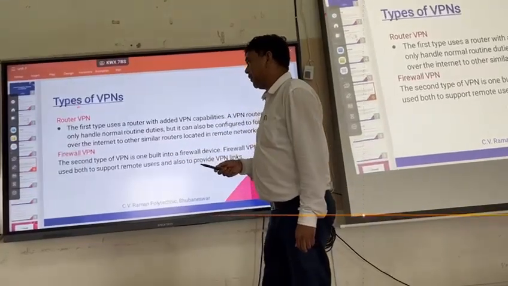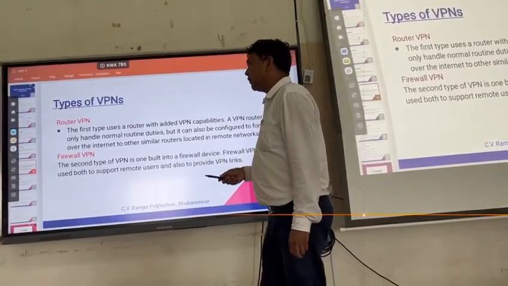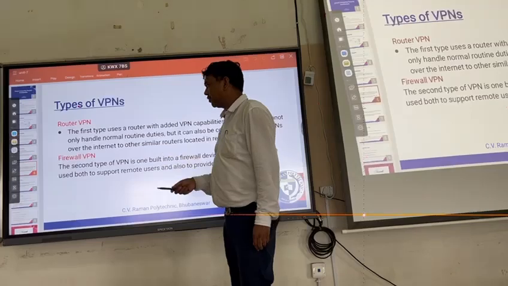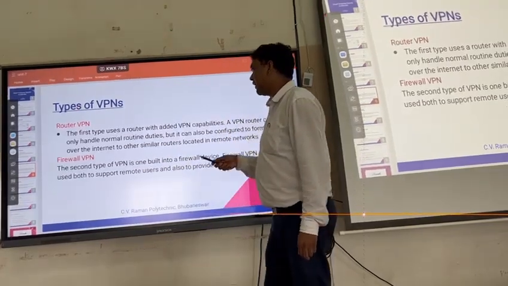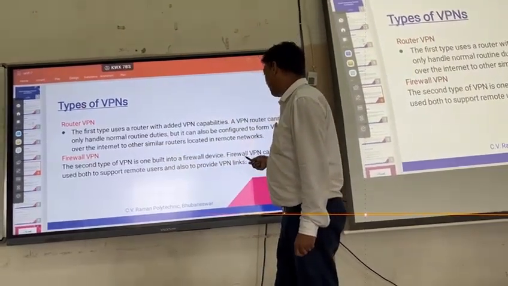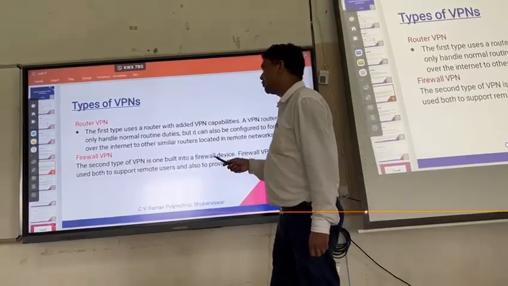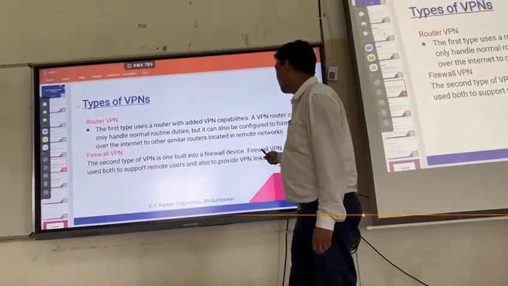Another is the firewall VPN. A firewall is a barrier. It is one type of authentication barrier we are deploying into the router platform. The second type of VPN is one built into firewall devices, and a firewall VPN can be used to support remote users and also provide the VPN link.